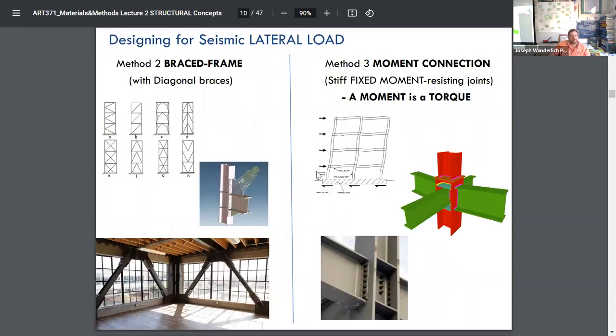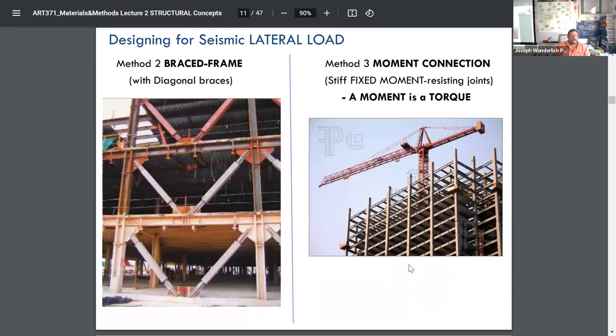So, brace frame versus moment connection. You can imagine these need to be done very carefully by trained professionals. This isn't something just anybody can do, and they get inspected very carefully, sometimes x-rayed, because you can really mess these up if they're not done right. A brace frame versus moment connection. Moment is a torque.